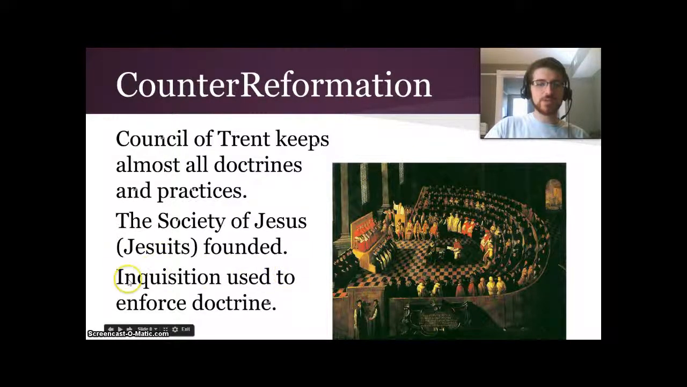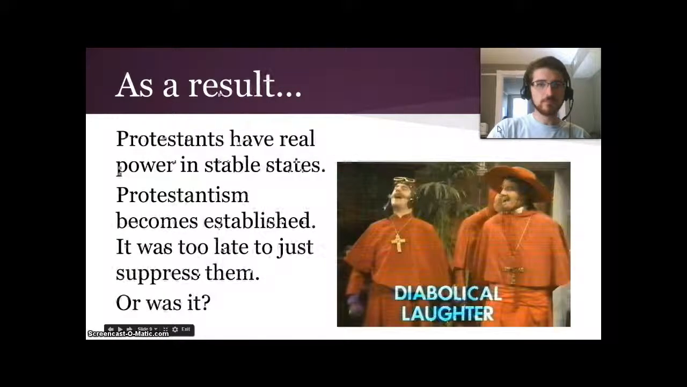Finally, there was this thing called the Inquisition, which is basically like a secret police of religion who were used to enforce Catholic doctrine in Catholic countries. And as a result, Protestants ended up with some real power in stable states, which meant that they weren't just going to disappear and fly out of existence as soon as the Catholic Church decided to just stamp them out like previous dissenters had been. And Protestantism becomes established. In fact, it became really too late to suppress them after the 30 Years' War.